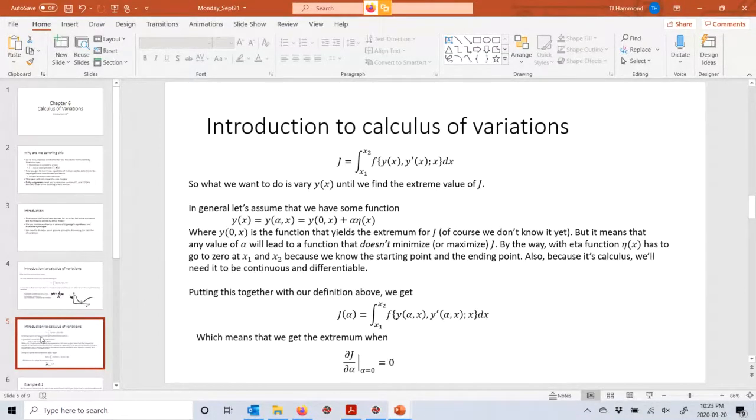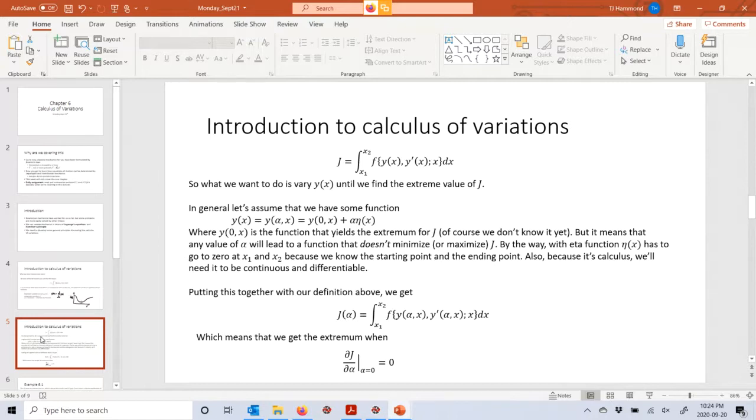So in general, let's assume that we have some function of the form y of x is actually some function of alpha and x, where we have this term y0 of x plus alpha eta of x. So this function y0 of x is the function that yields the extremum for J. We don't know what y0 of x is yet. We don't know what J is either, but we know that this is going to be the thing that yields the extremum for it. So any other value of alpha will lead to a function that doesn't minimize or maximize J.